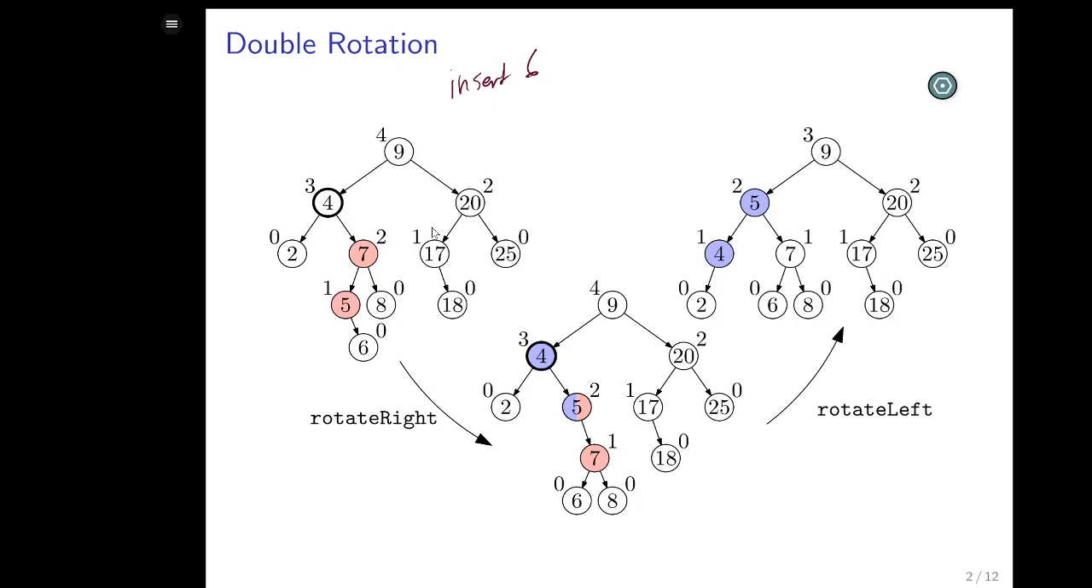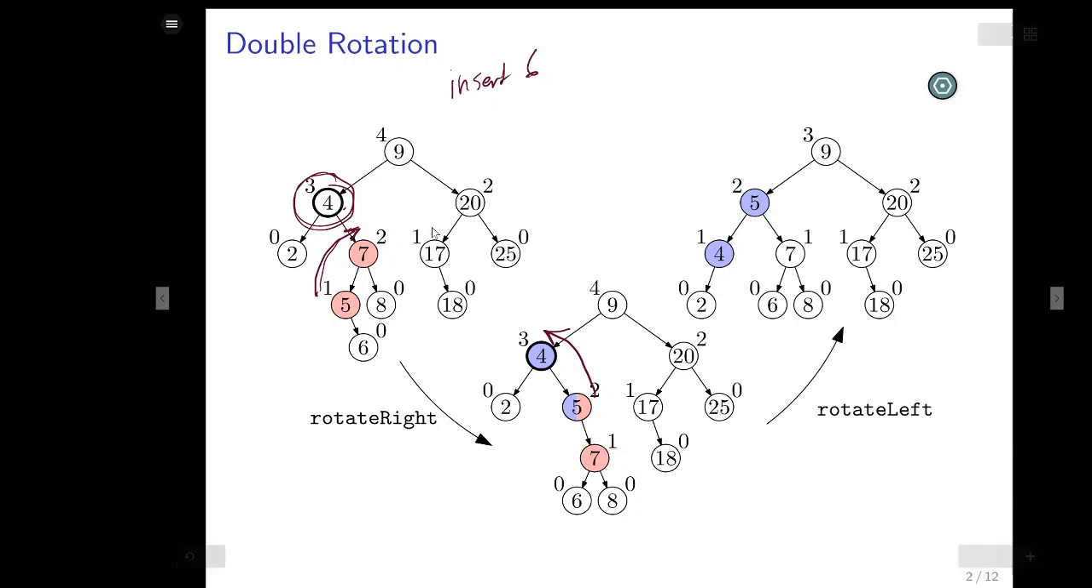You need to perform something else. And the something else that you do is you do 2 rotations. So in this case, we do a right rotation in the subtree below where the problem occurs. So this is, we inserted 6, and we noticed that that caused imbalance between the children of the node 4. And so we perform a double rotation by rotating first the pink nodes, and then we rotate the blue nodes.